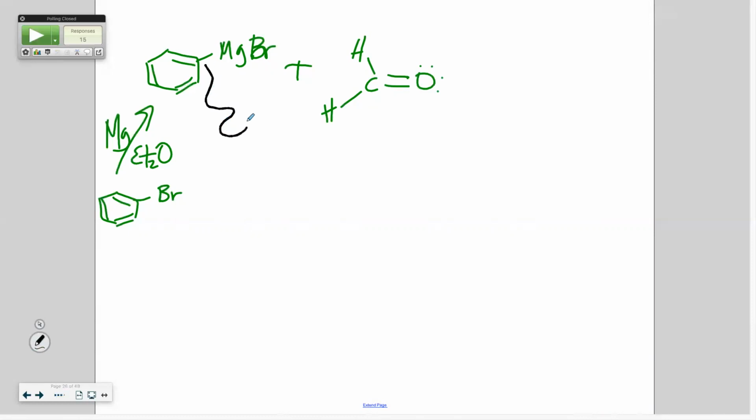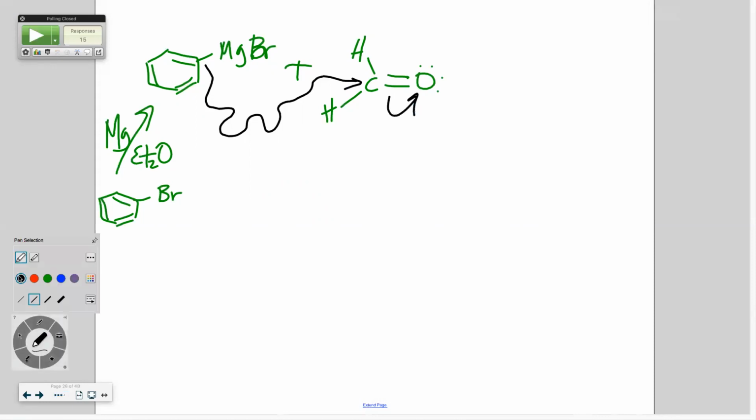Which carbon? The carbon of the carbonyl. Can I stop there? No, because that carbon would get how many bonds? 5. Does carbon get 5 bonds? No. All right, so what are we going to do? We're going to go to the O. Follow through.